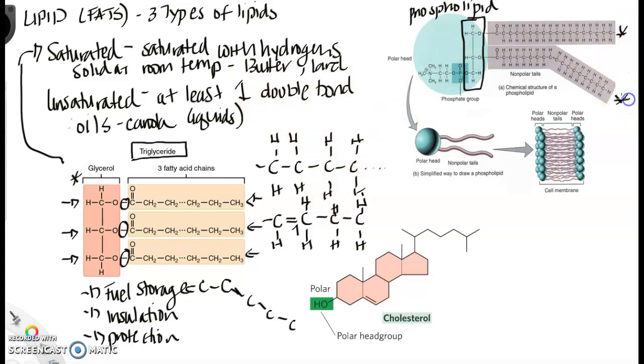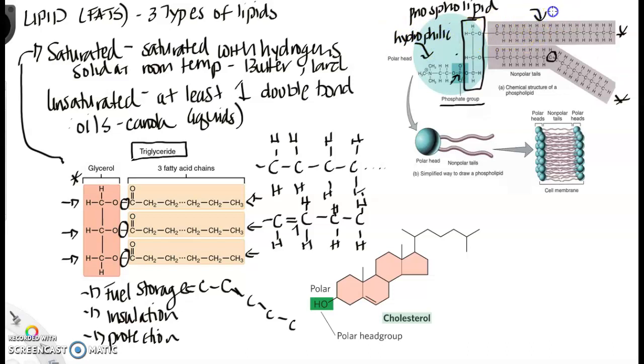1, 2. And one of them is unsaturated. One of them has a double bond in there. So it looks like it has, and this is what the kink looks like, where it's bent. Okay? This other carbon is going to be attached on the other side with a phosphate group. See the phosphate here? Okay? So this group here, this phosphate group, is polar. It's hydrophilic.